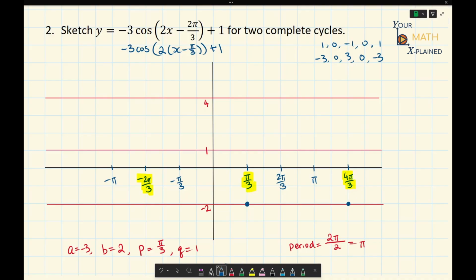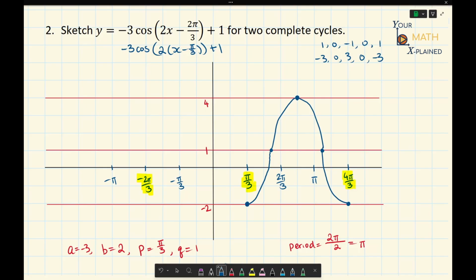And now we can just go ahead and divide that interval up evenly. So if we cut that in half, then that means our maximum point is going to happen right in between. So that'll be there. And then halfway between the max and the min, we're going to be right over here at the midline. And then same thing right over here. And now we can go ahead and connect those dots. So it's going to look something like this. So this is going to be our one cycle.